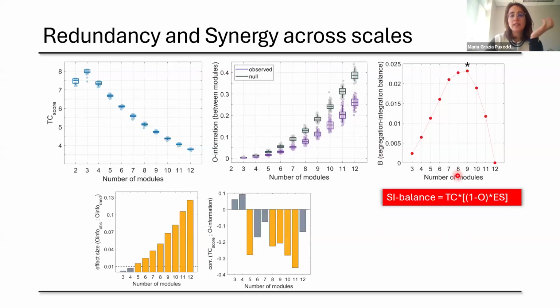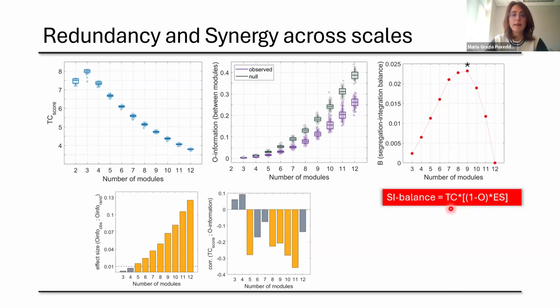And so we define this index, which is just one of the many indices that can be proposed, to find this balance between segregation of information, that we can see through the total correlation within module, and the integration of information that we can see through the O-information between modules. And this is the index that we defined, that we called segregation information balance, and it is the product between these factors. And so the idea is that we want all these factors to be as high as possible.